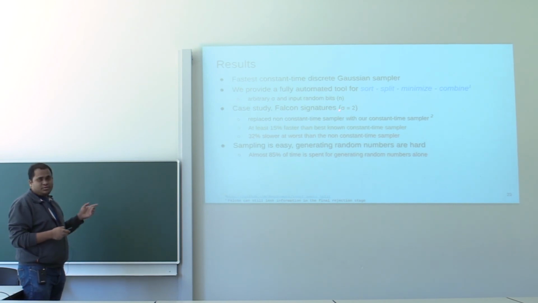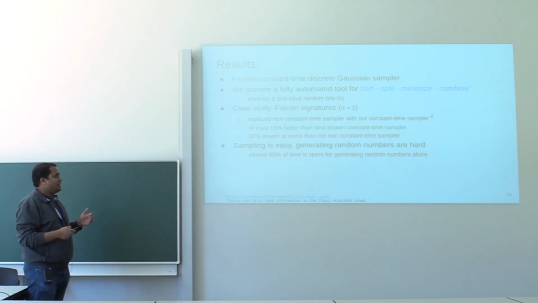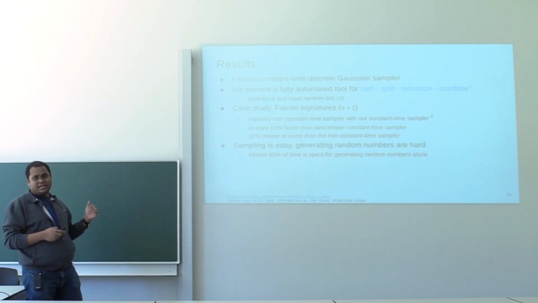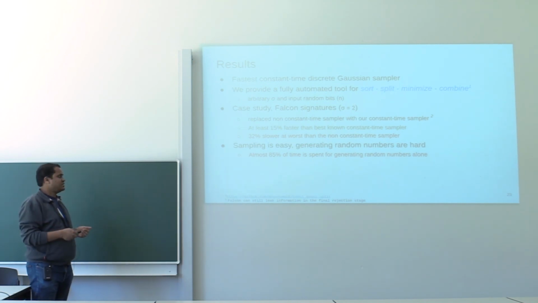We did a case study with Falcon signatures. We replaced their non-constant time sampler with our constant time sampler. It's 15% faster than the best known constant time sampler, but it's 32% slower compared to the non-constant time sampler. The reason is that executing these Boolean expressions is easy and very fast, but generating random numbers is really hard, even if I use a PRNG. I benchmarked this, and almost 85% of the time is taken just to generate the random numbers alone. So this is the biggest bottleneck.